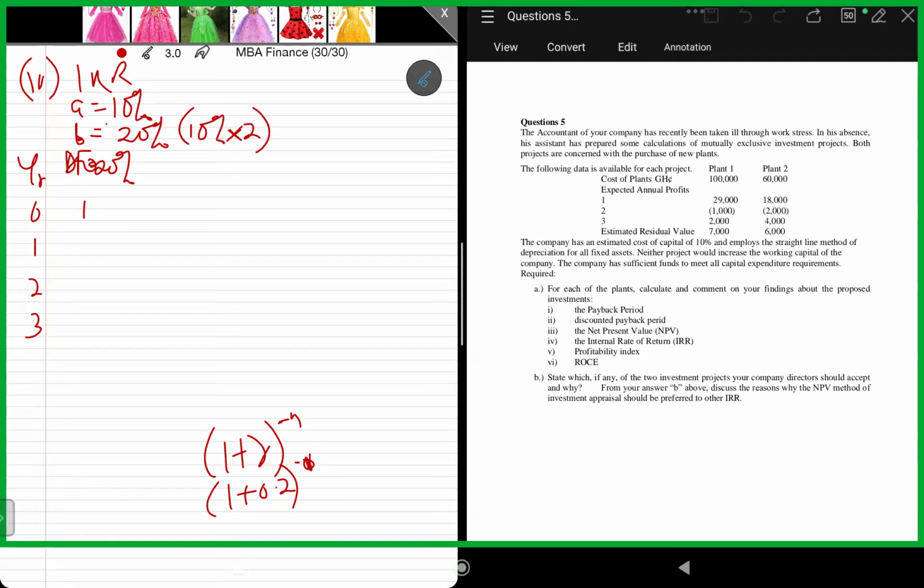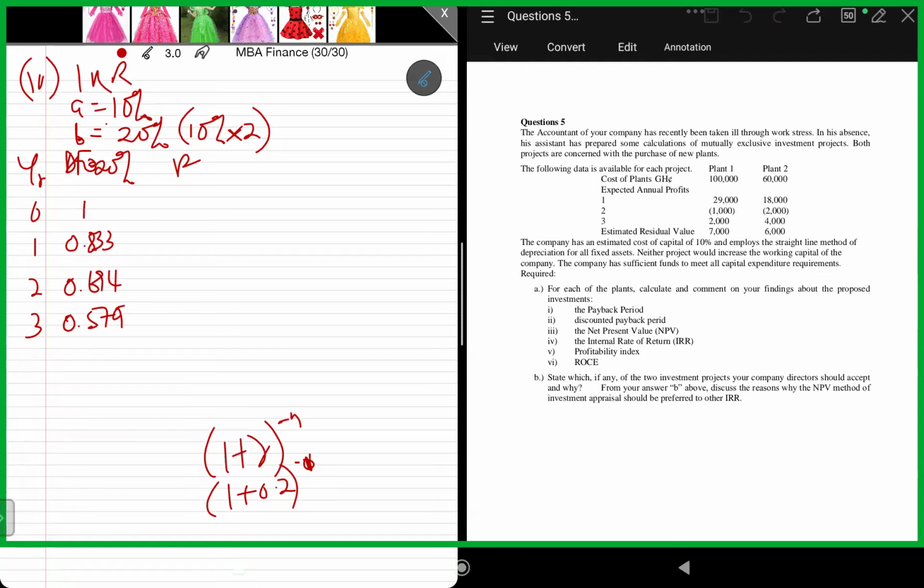So I have 1.2, exponent negative 1, that gives 0.833. Then change the 1 to 2, moving to year 2: 0.694. Then for year 3, what? 0.579. All right. Then you bring the cash flow. So now these are the DF.